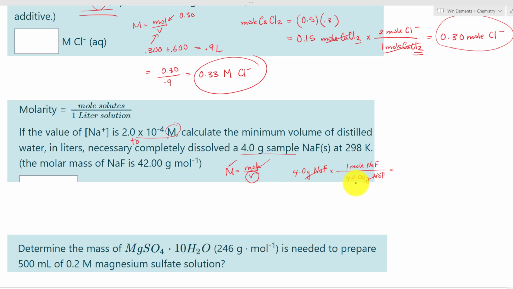And all we have to do now is get our mole very easily. We take 4.0 divided by 42.00, plug it in a calculator, and we have 0.0952 mole of sodium fluoride. And there you go, we have a mole. All we have to do now is solve for V, which is pretty easy. We bring this over here and we bring this down there. So our V is equal to mole divided by molarity. And we just plug it in.